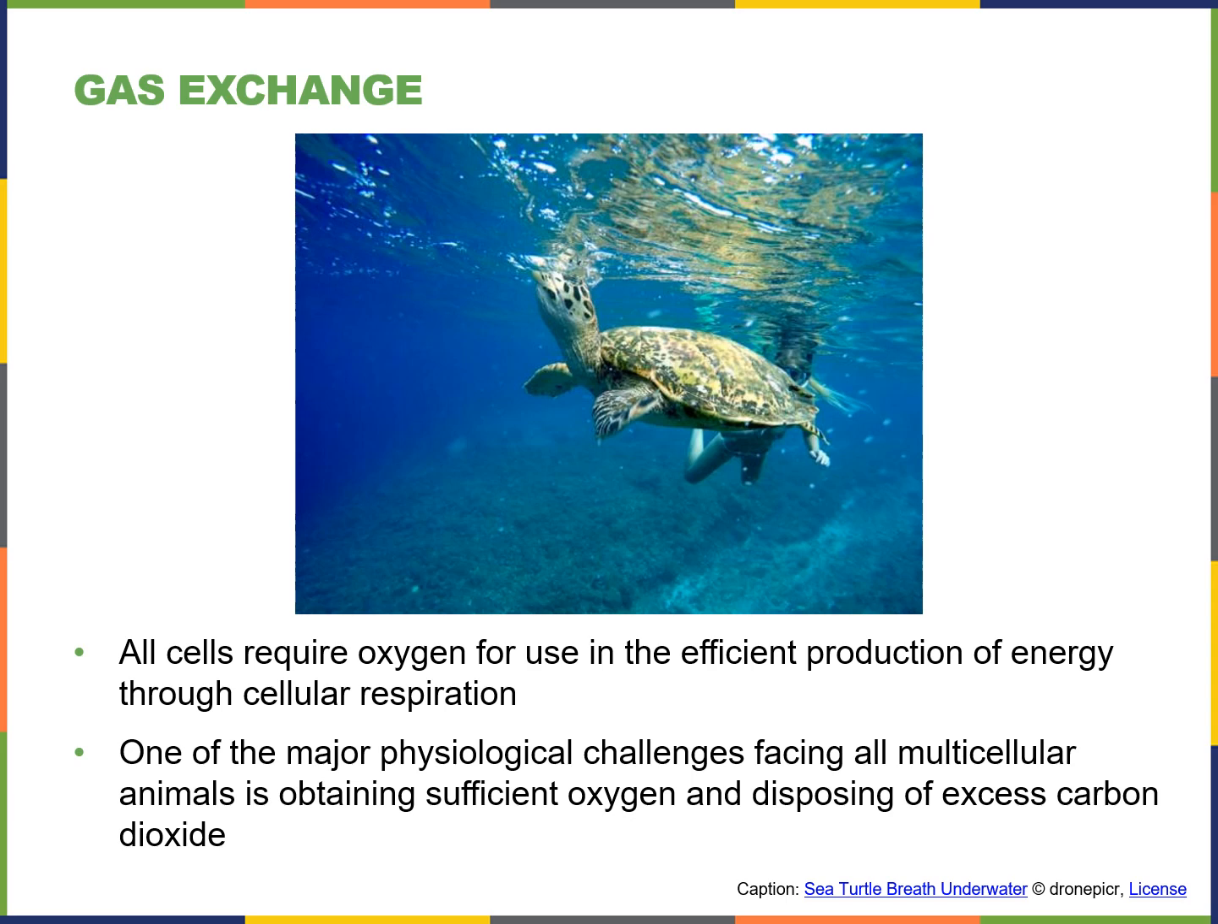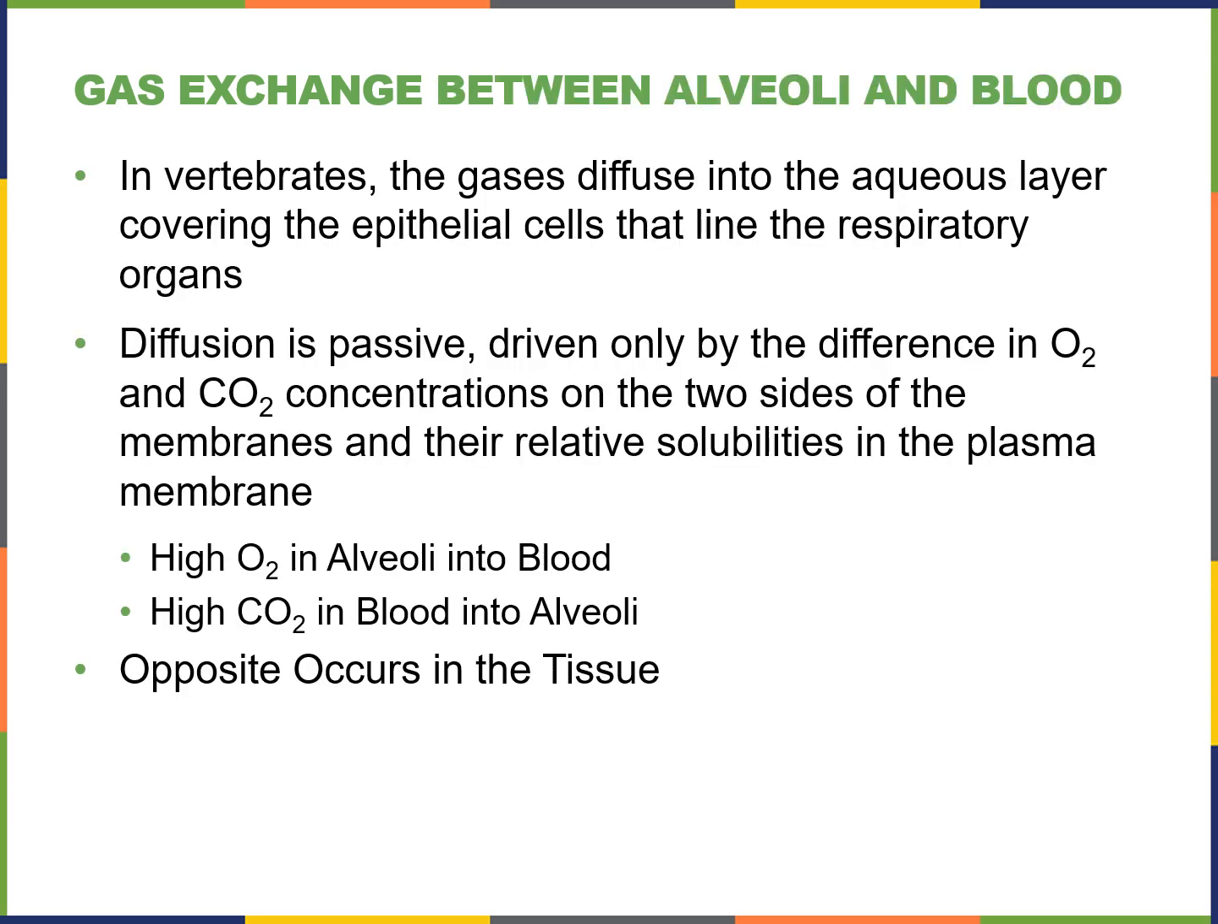So one of the major physiological challenges that faces humans, or all multicellular animals, is getting enough oxygen and also disposing of carbon dioxide, which is our waste product. So the way we do this is actually by exchanging gases between what are known as alveoli and our blood.